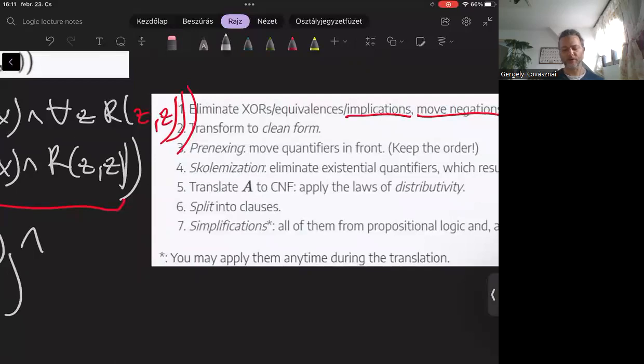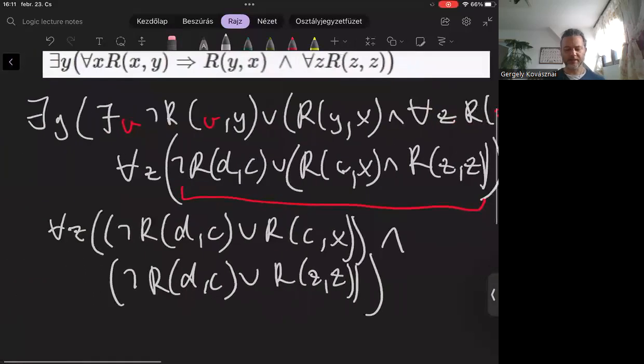We have to split the formula into clauses. This means that basically we have to propagate this quantifier prefix into each of the clauses. That is, we have to copy this quantifier in front of the second clause, and of course we also have to close this quantifier here. Now, we just need to remove one of the parentheses here and there. Okay, this formula is in CNF already.